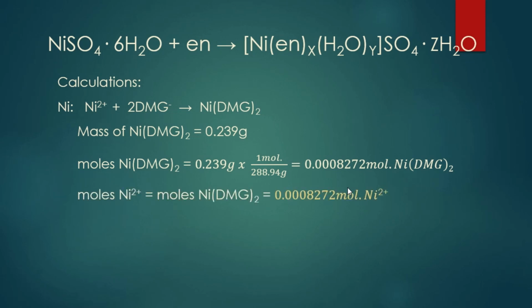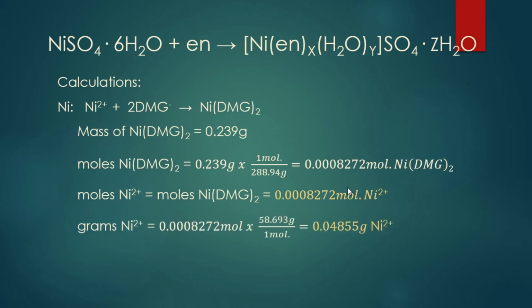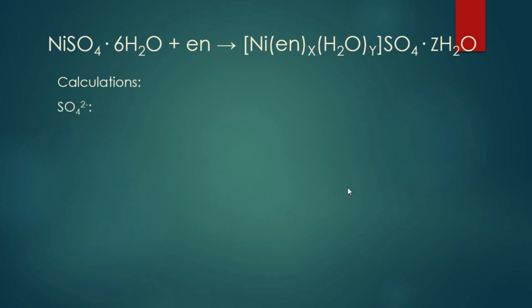But again, we want mass of nickel so that we can determine the amount of water. And here we use the molar mass of nickel, or the atomic mass that you would get off the periodic table. And that gives us the amount of nickel that's present. So now we know the mass of nickel, we know the mass of ethylenediamine, we need to know the mass of the sulfate. Same process. Moles of sulfate, though, as I mentioned at the beginning, is equal to the moles of nickel.